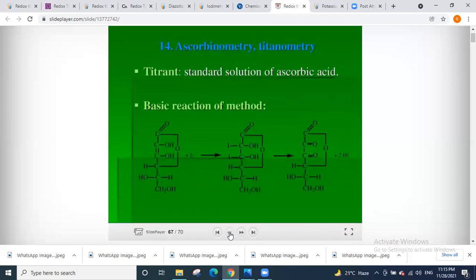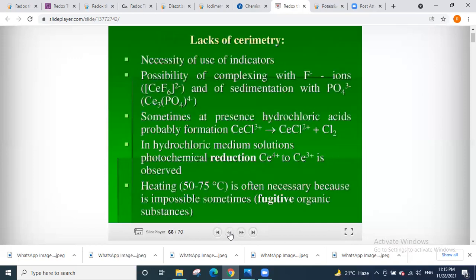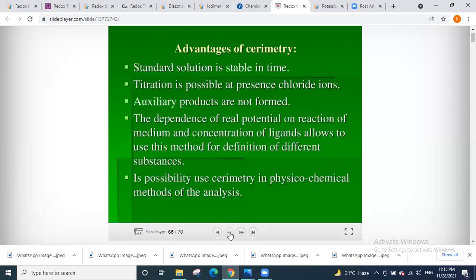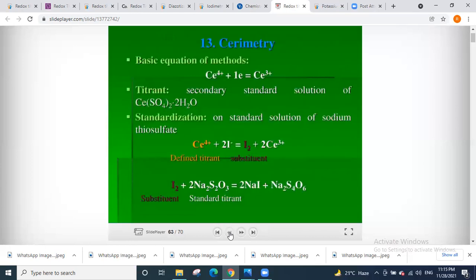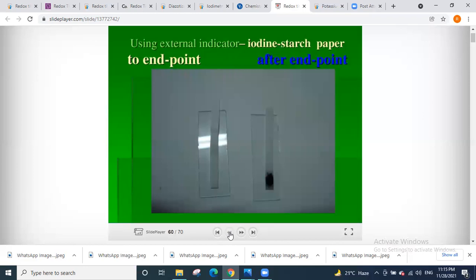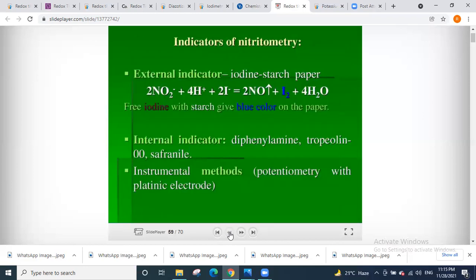We have different types of indicators. Here we mostly use the barium and sodium salt of diphenylamine sulfonate. Diphenylamine is most commonly used. Choice of indicator is very important here.